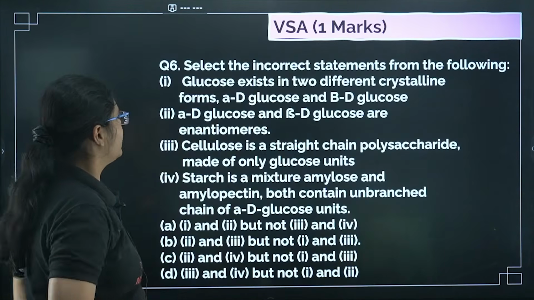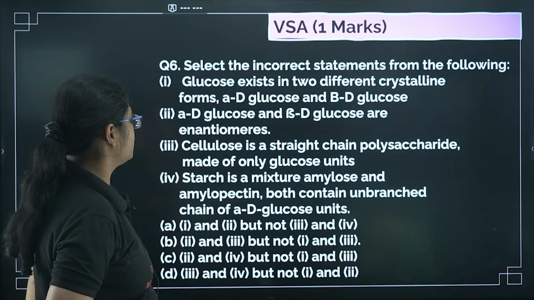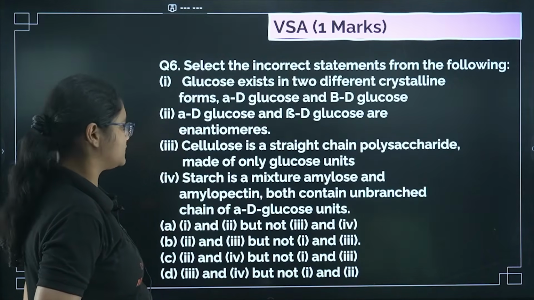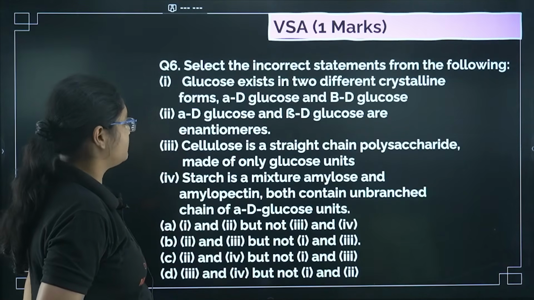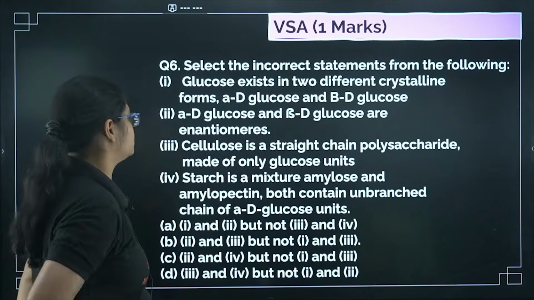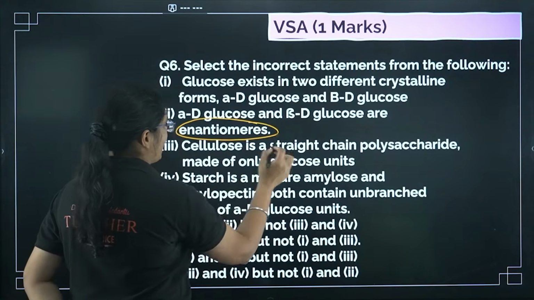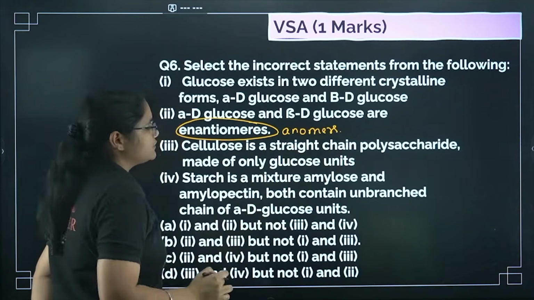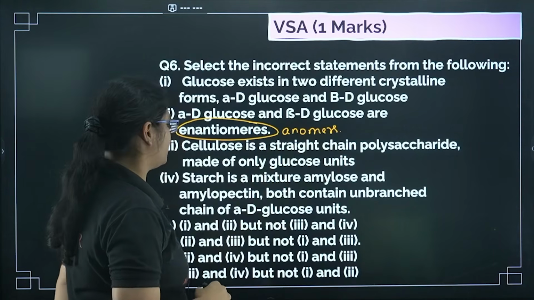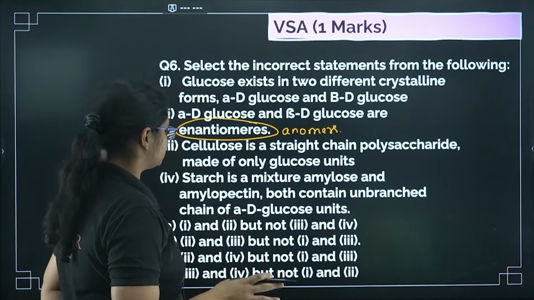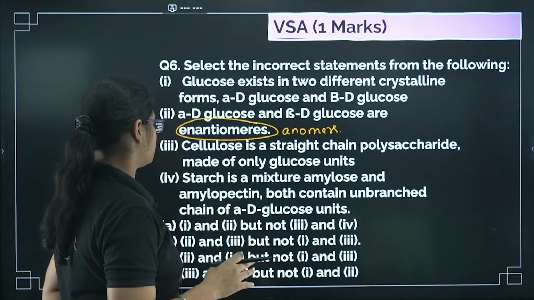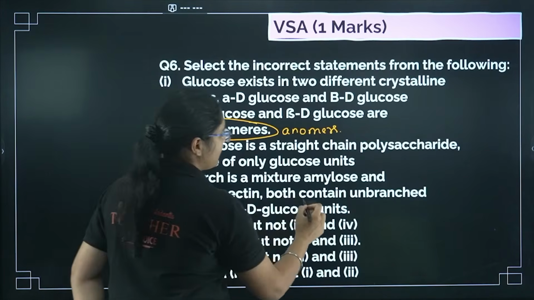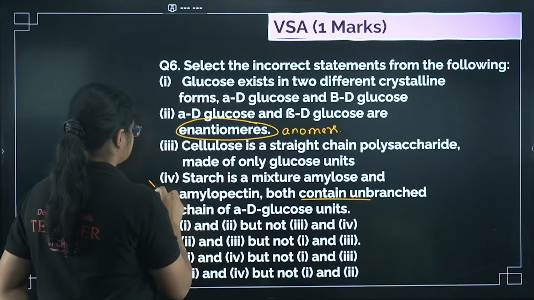C here. Next, select the incorrect statements from the following. Glucose exists in 2 different crystalline forms, alpha and beta. That is a correct statement. Alpha and beta glucose are enantiomers. No, that is an incorrect statement. They are anomers. Next, cellulose is a straight chain polysaccharide made up of only glucose units. Yes, that is a correct statement. Starch is a mixture of amylose and amylopectin. Both contain unbranched chains. No, amylopectin contains branched chains, so this is also incorrect.